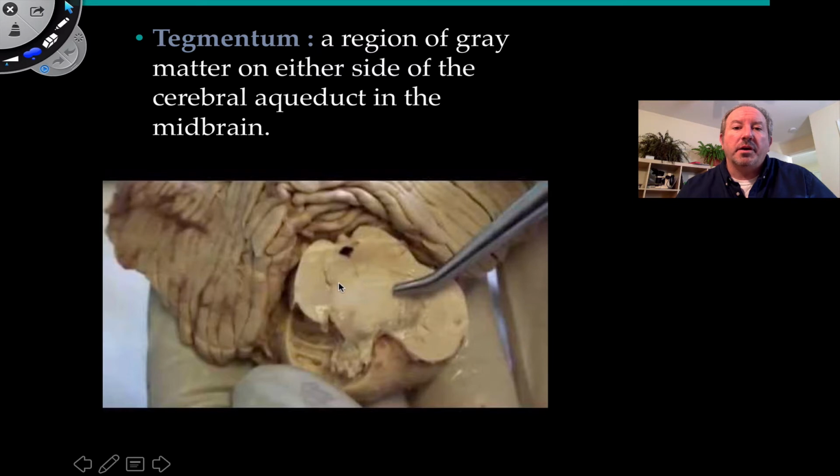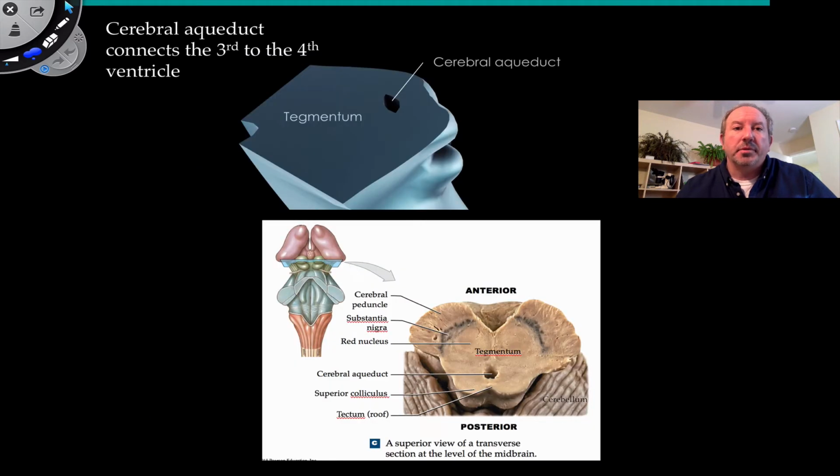Okay, and it's on both sides, if you will, of the cerebral aqueduct, which is what this is right in here. And then inside the cerebral aqueduct, there's CSF fluid, cerebrospinal fluid. Okay.